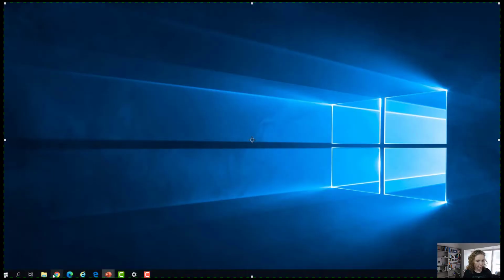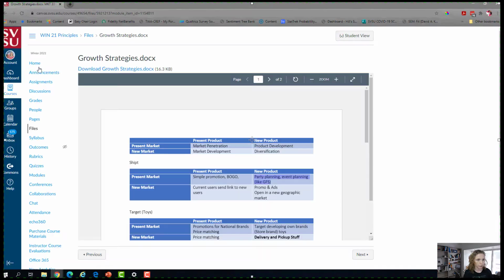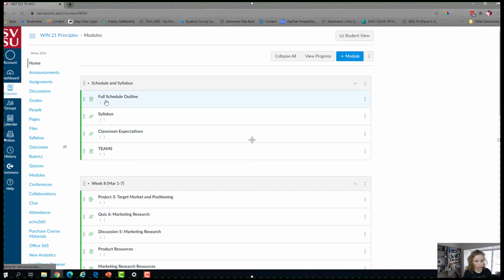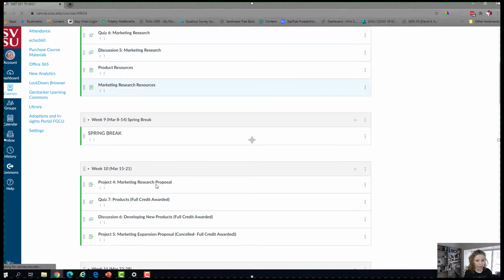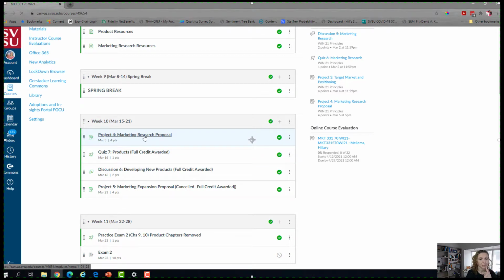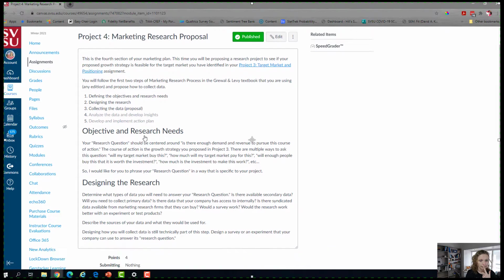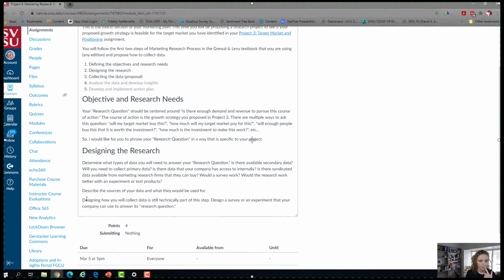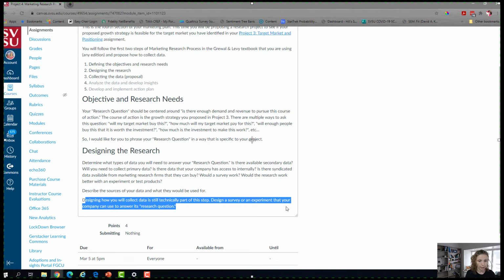Let me pull that up real quick. When you do your research proposal, you're also going to need to tell me what secondary data you're looking for. I think I have that in here. We'll revisit this real quick. Okay, so describe all of the sources of your data and what they would be used for, and design how you would collect some data, and tell me how you're going to do it.